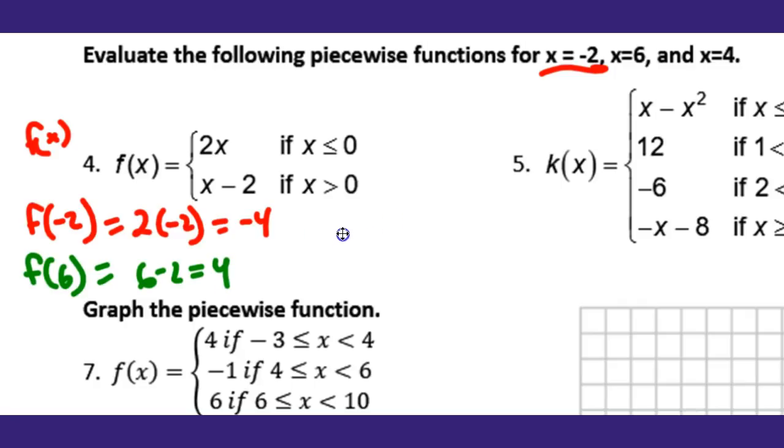Next, we're going to evaluate for f of 4. And again, is 4 less than or equal to 0? It is not. Well, is 4 greater than 0? Absolutely. So I go x minus 2, because x is 4, we just said that. So 4 minus 2 equals 2. So f of 4 equals 2.